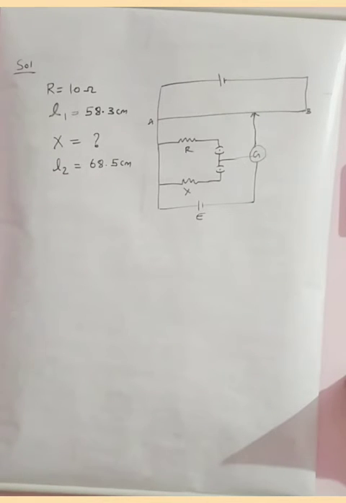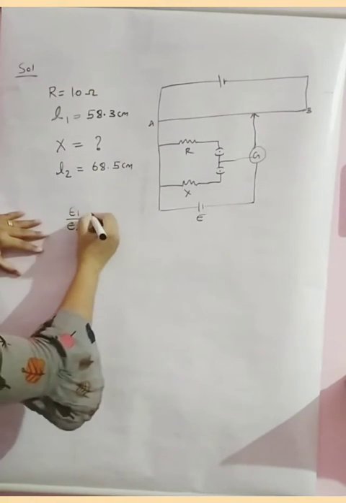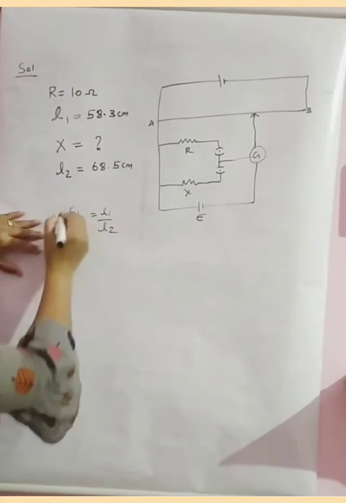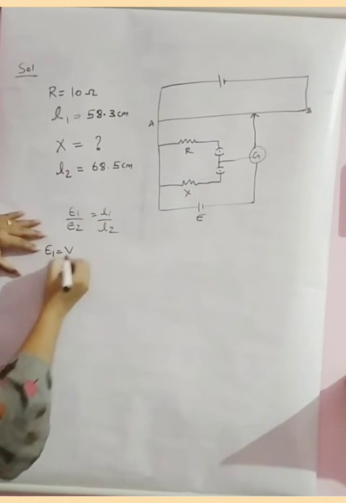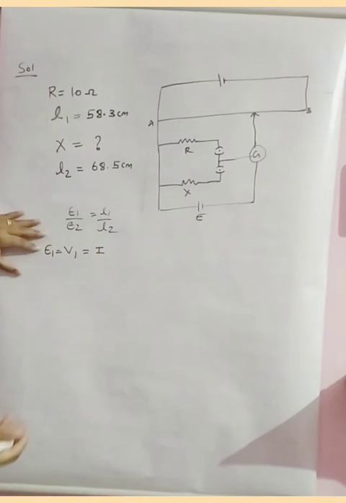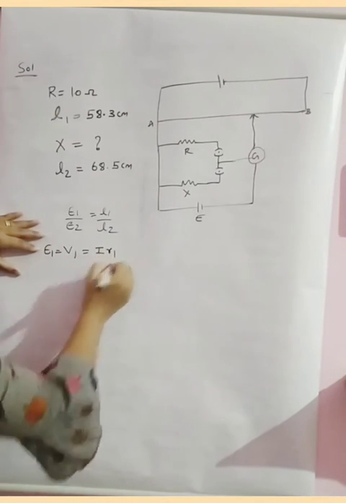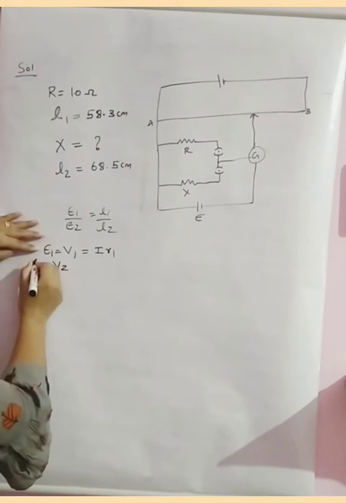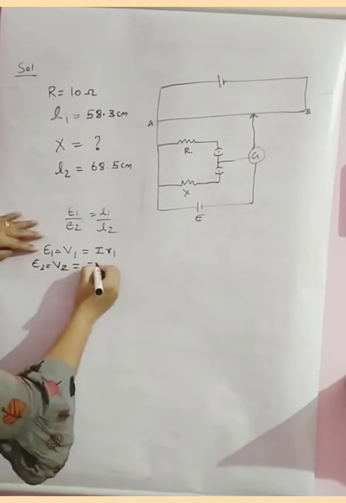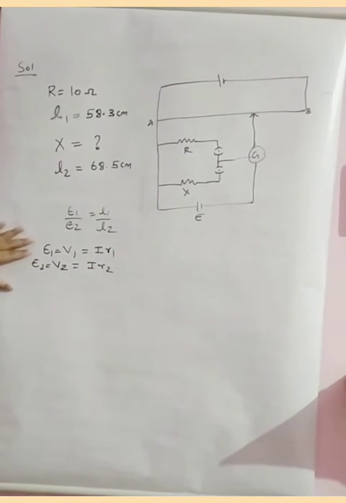So how am I going to approach this question? From the principle of potentiometer, we already know that V is directly proportional to L. So I can write here E1 upon E2 is equal to L1 upon L2. Now this E1 is nothing but V1. What is this V1? In this circuit, the same current is allowed to flow, so this will be nothing but I R1. And this E2 is nothing but V2, which is equal to I R2. Why have I taken the current? Because current is constant. This is the principle of potentiometer.